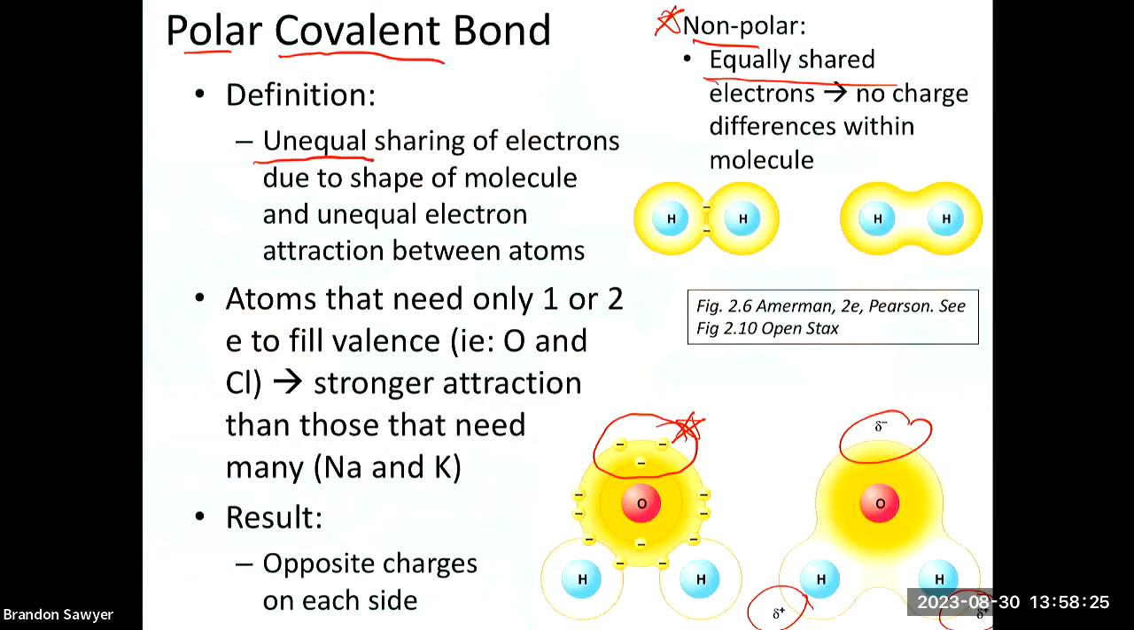Okay, questions on that? So we've got ionic bonds, where giving of an electron creates opposite charges, and then they stick to each other. We've got covalent bonds where they share electrons. Polar covalent bonds specifically means they share them unequally. Non-polar means they share them equally.